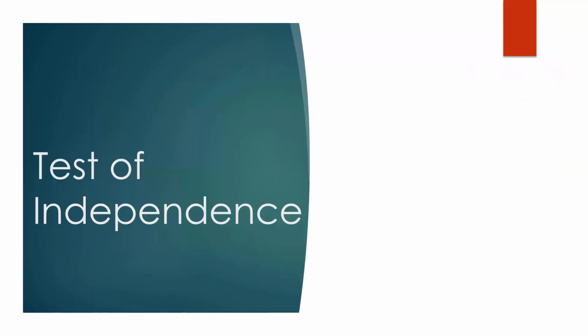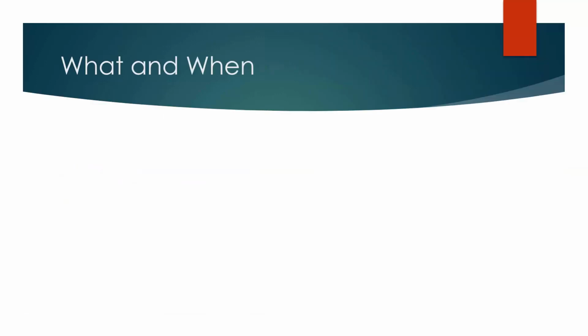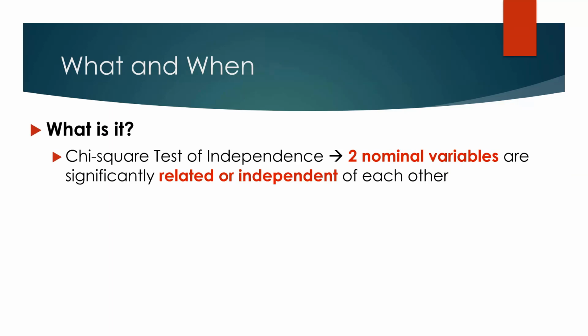So let's get into the basics of the test of independence and talk about how it works and how it is calculated. I like to start teaching a new stat by focusing on the what and the when. What is the statistic and when would you use it? So what is the chi-square test of independence? Well, it is a statistical test that deals with 2 nominal variables, meaning that you're going to have 2 columns of data. If you picture a spreadsheet, you're going to have 2 things with data that you're going to be comparing. And what you want to see is if those 2 nominal variables are significantly related to each other or are independent of each other.